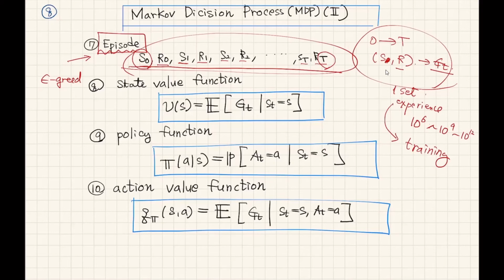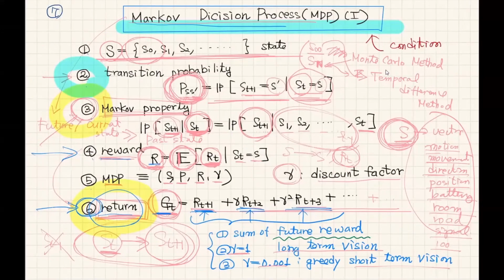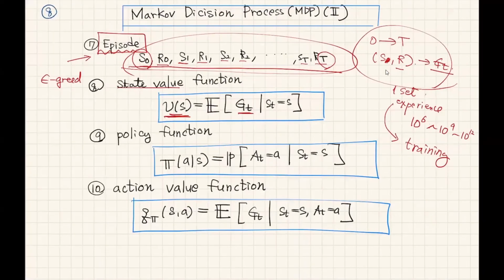Now we define the state value function. Value function is the expected value of return. As I said, if you complete the episode, we know what the return of the current state, next state, and so on is. The sum of this total reward is called return. The state value function is the expected return of state S. Expected means that there is a probability of action.